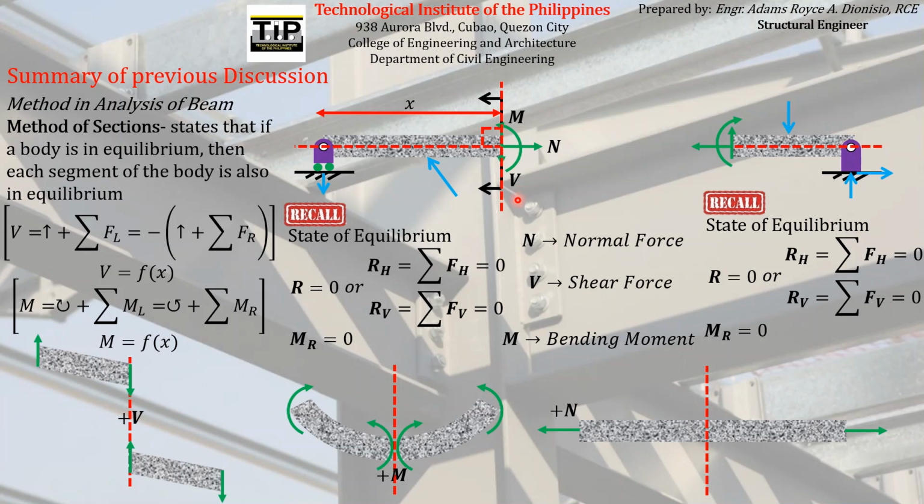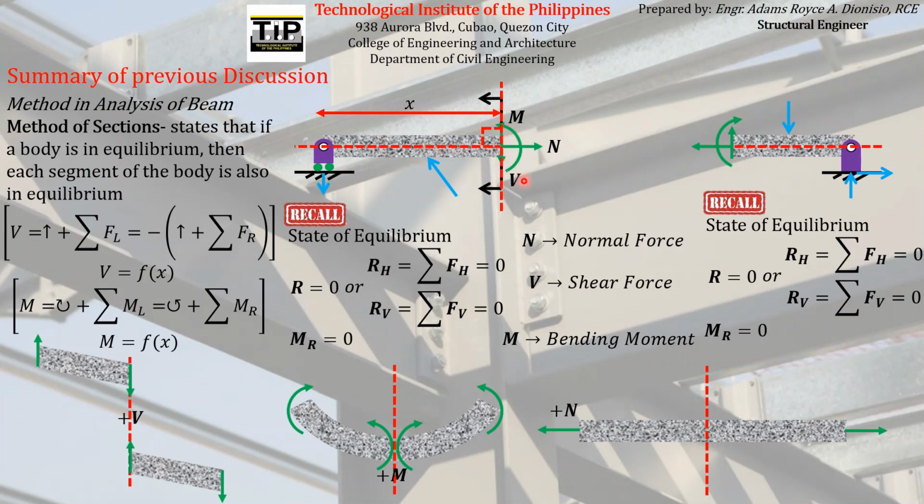We usually are concerned with the magnitude and the effect of the maximum value of the shear force and bending moment that the beam or the structure will experience when loaded by a certain type of loading. And we know for a fact that the values of this shear force and bending moment usually vary with respect to the length of the beam. We know for a fact that the normal force usually doesn't vary along the length of the beam. Usually it's constant along the length of the beam.